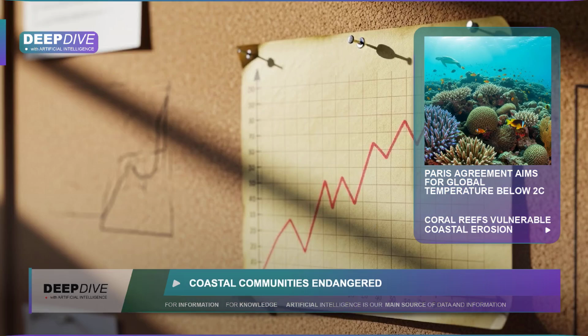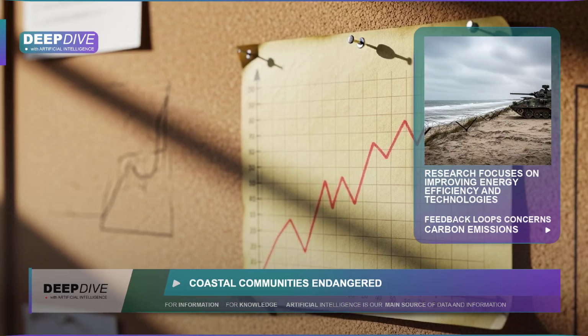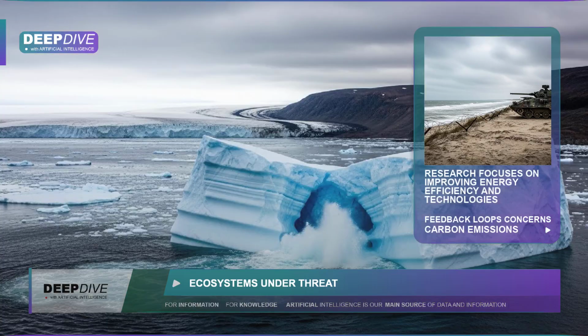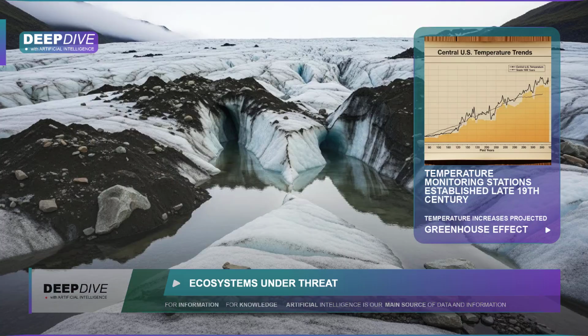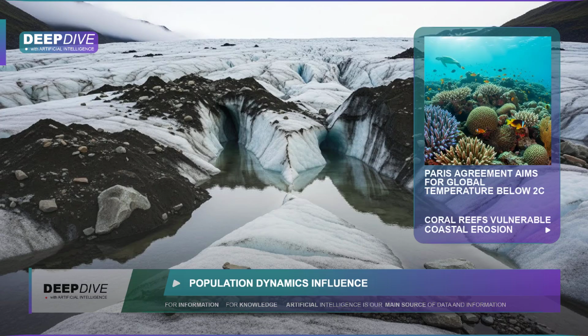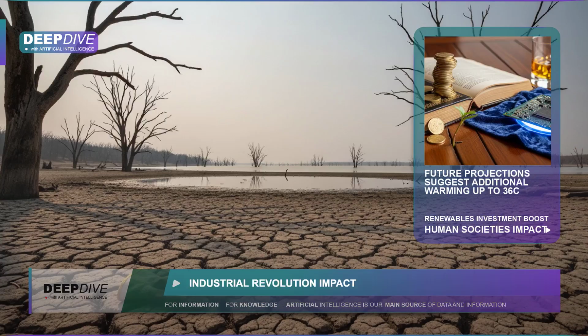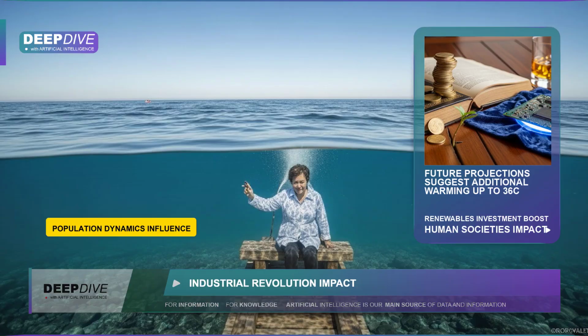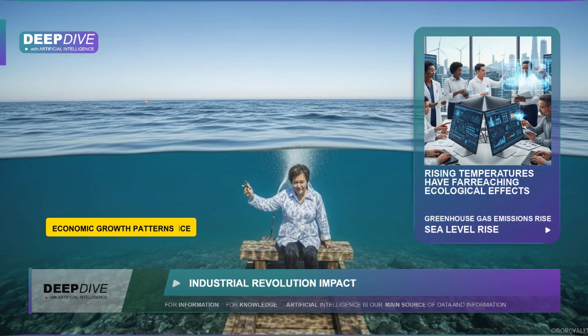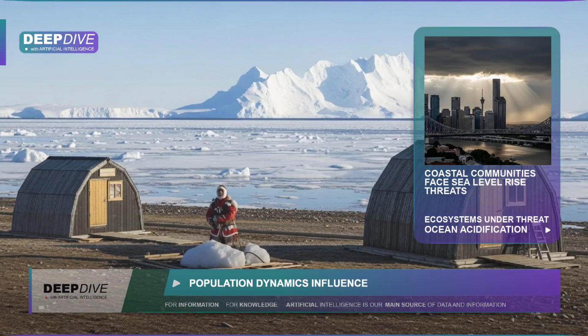By mid-century, projections suggest that temperatures could increase between another 1 to 3 degrees Celsius globally compared to pre-industrial levels. This rise in temperature has far-reaching implications for ecosystems and human societies. Measurable impacts include an accelerated rate of ice melt at the poles, contributing to sea level rises by up to a meter by 2100, which poses significant threats to coastal communities worldwide.